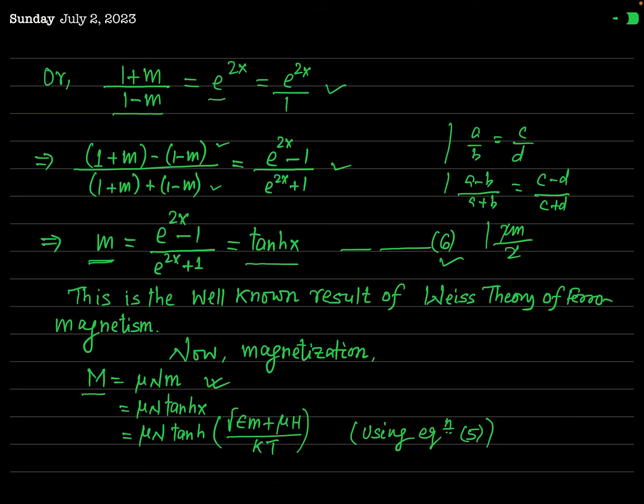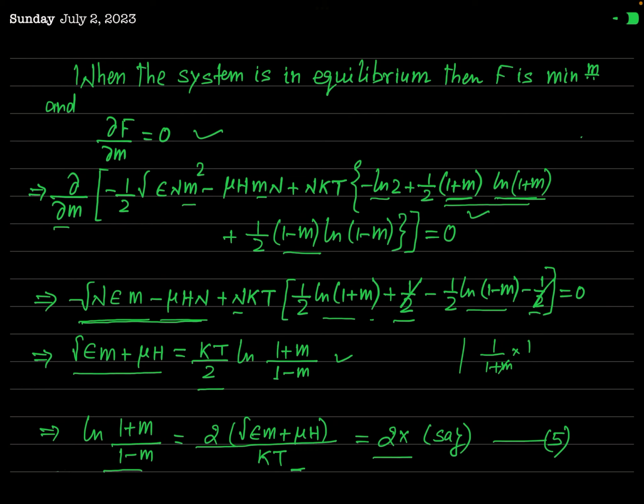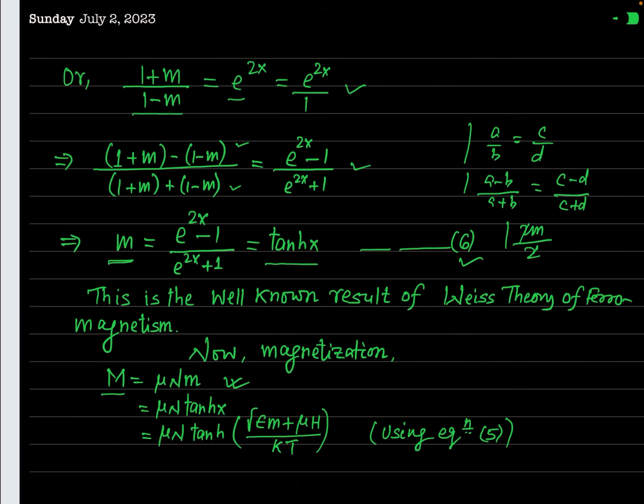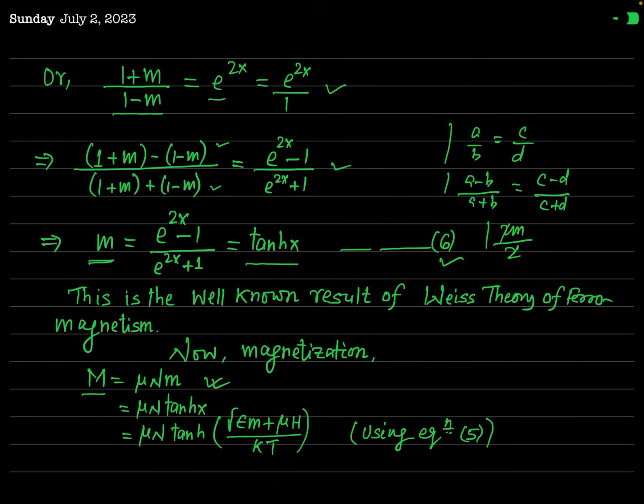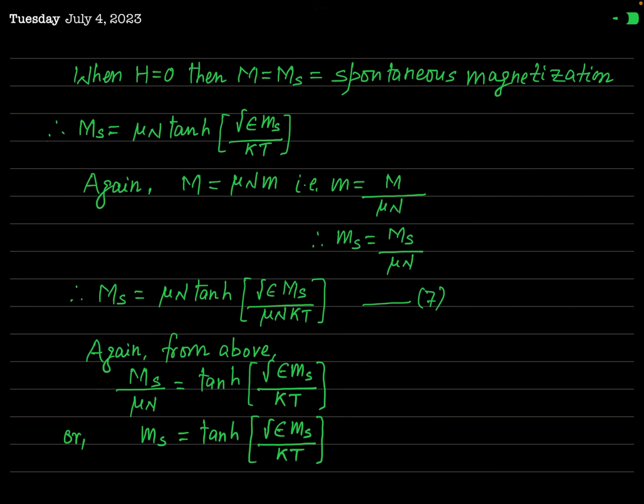But this x, you can see, is equal to what? x is gamma epsilon m plus mu H divided by kT. So instead of this x, I have written this. So M equals mu n tan hyperbolic of (gamma epsilon m plus mu H) divided by kT. This is the value of magnetization.